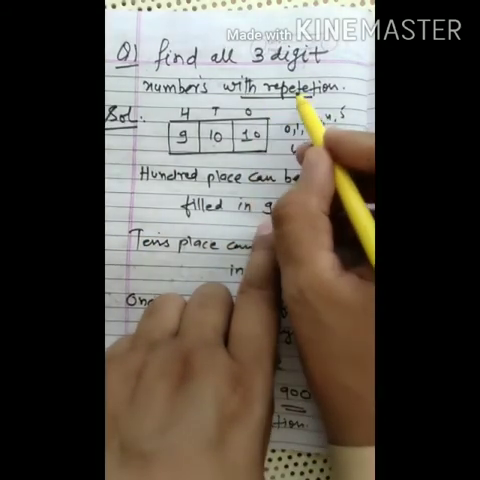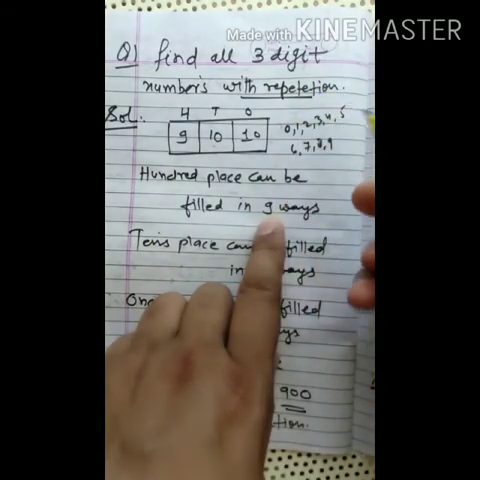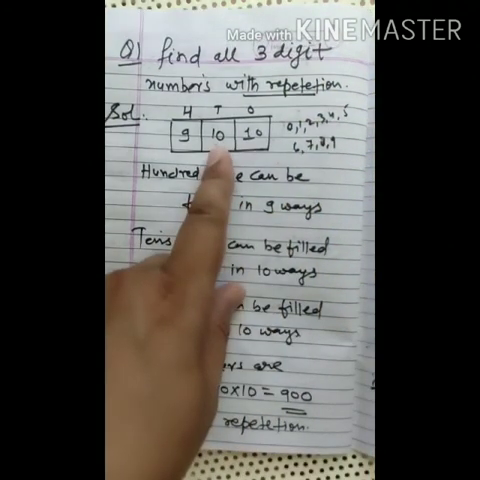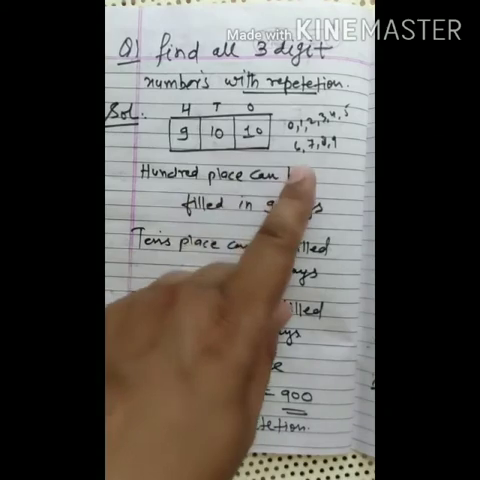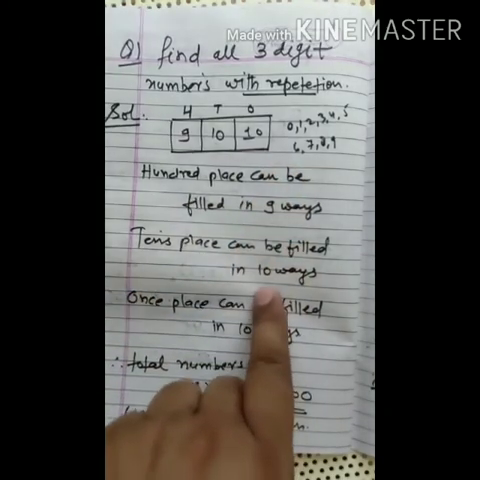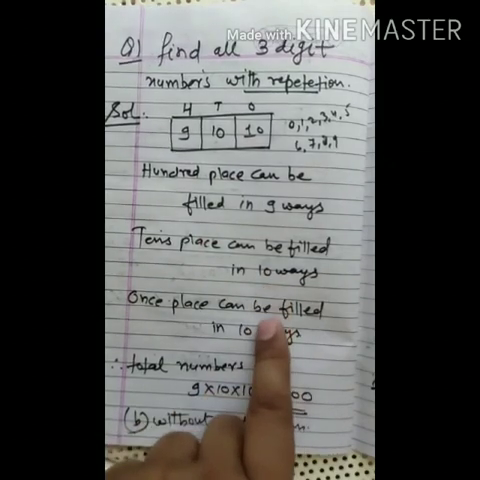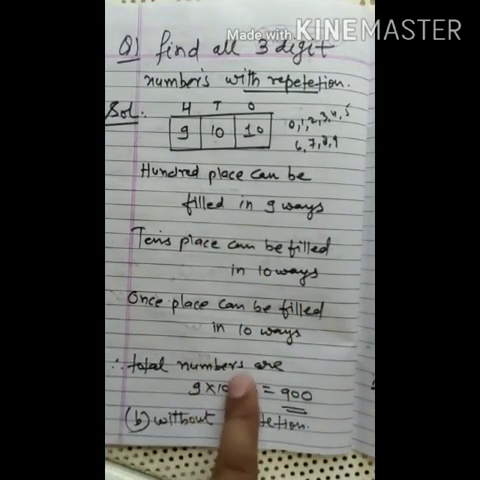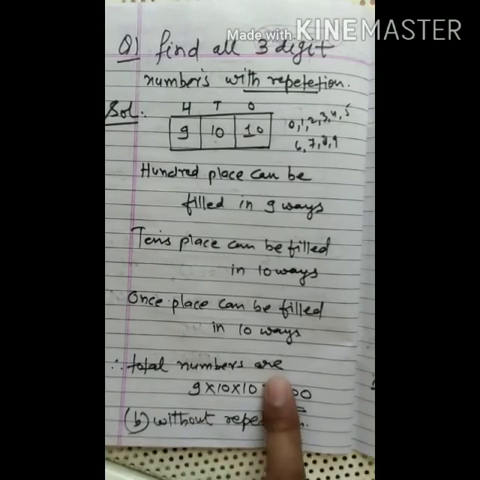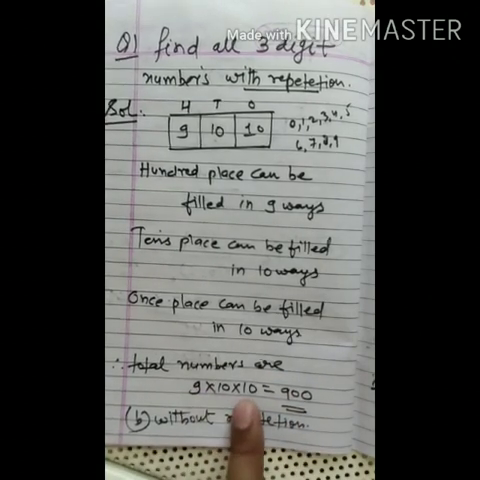Now with repetition, we can repeat the digits. Now the 10s place can be filled in 10 ways. 10 options we have. Again, to fill the 1s place we have 10 options. So the total number of 3-digit numbers with repetition is 9 into 10 into 10, that is 900.